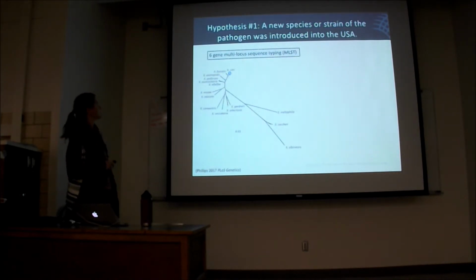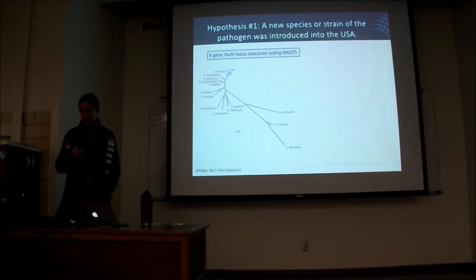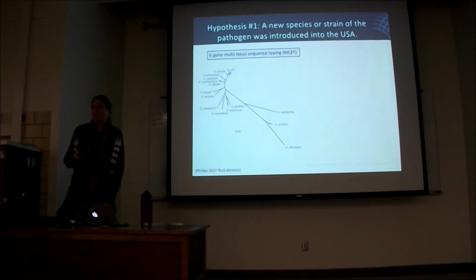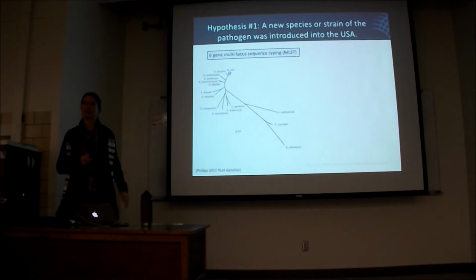Her first hypothesis was that perhaps a new species or strain of the pathogen was introduced into the United States. As a plant pathologist, this was kind of exciting. Maybe it was a new species that made a host jump. Maybe it was a new race of the pathogen that had been introduced somewhere else. And maybe we could take a genomics approach and actually look at the evolution of the pathogen and answer that question.